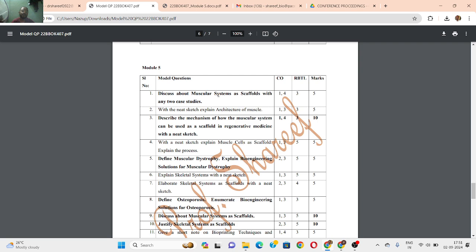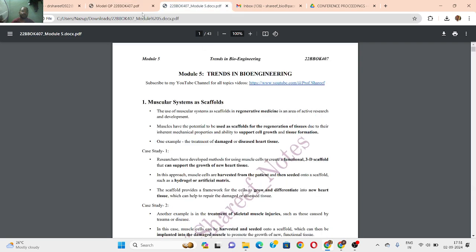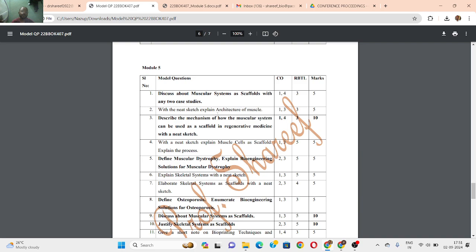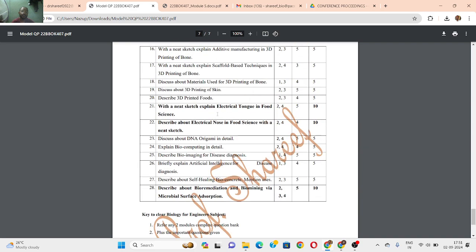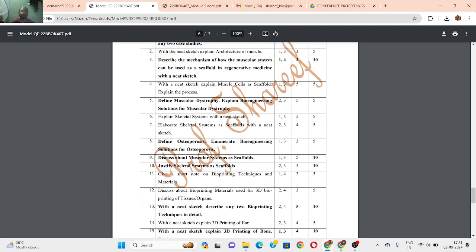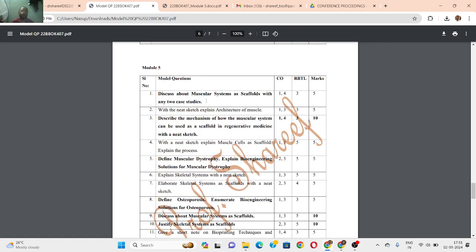So module 5, we are having trends in bioengineering. Okay, so in this it starts with the muscular system as scaffolds. We are having around 28 questions in this module. So the first question is: discuss muscular systems as scaffolds with any two case studies.